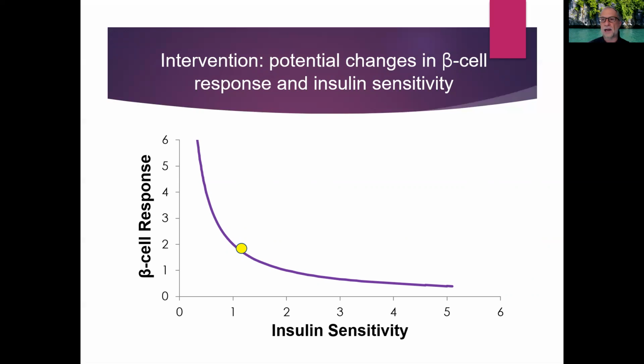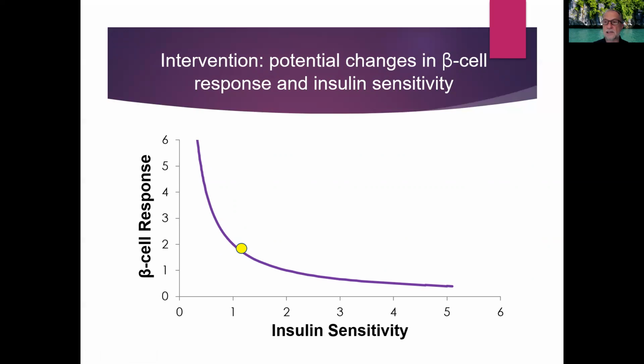Now, in this cartoon, I need to orient you to the next couple of slides because this is a bit confusing. But again, we have to think about beta cell response relative to insulin sensitivity. And again, this is that line showing insulin sensitivity and beta cell response related to each other. And this dot here is a cartoon representing the baseline population point. This is the point at which the mean insulin sensitivity and the mean beta cell response sits.